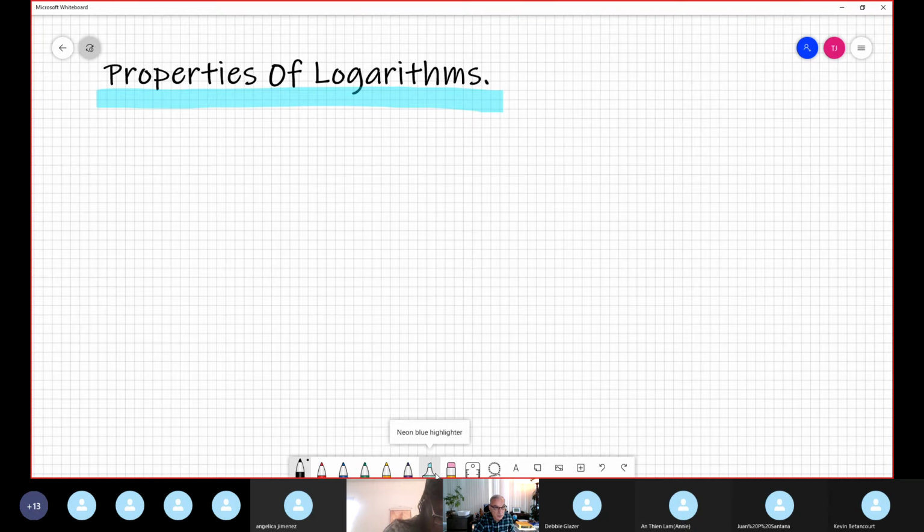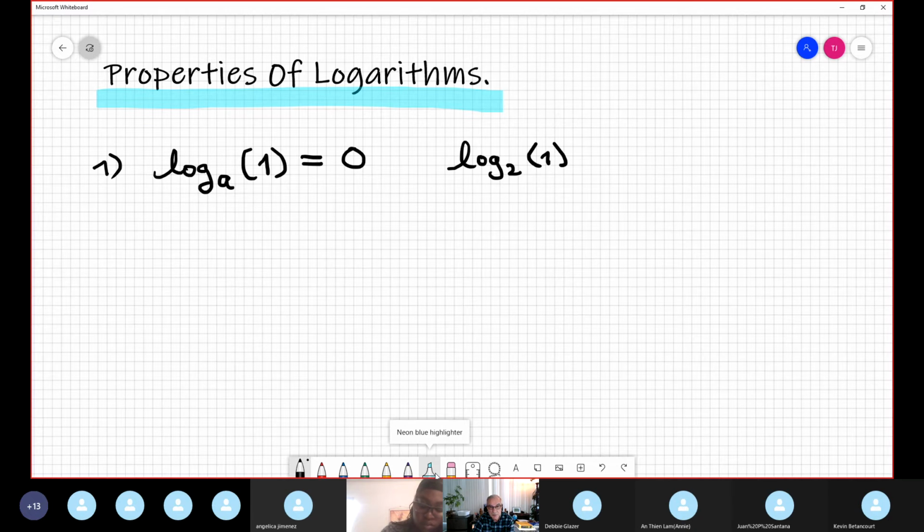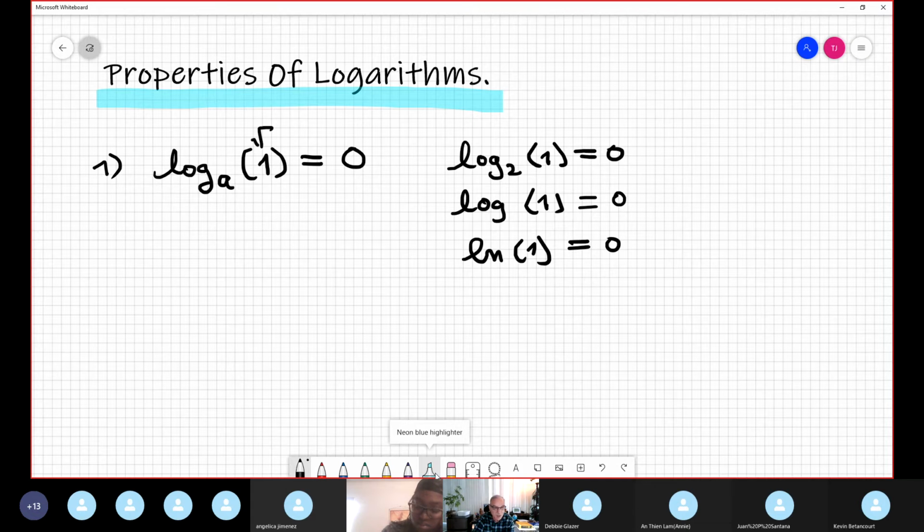8 properties. Number one, used every day: the logarithm of any base of 1 is equal to 0. Example, to understand more clearly, logarithm base 2 of 1 is 0. Logarithm when the base is not specified, because it's 10 by default, invisible 10 here, is also 0. And ln of 1, put in the calculator, natural, is 0. So when the argument here is 1, the answer is 0. This is the first property. Keep in mind.